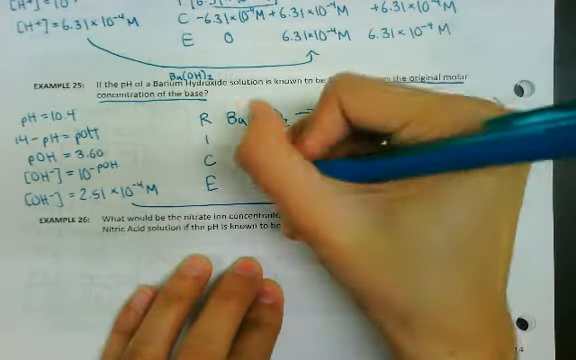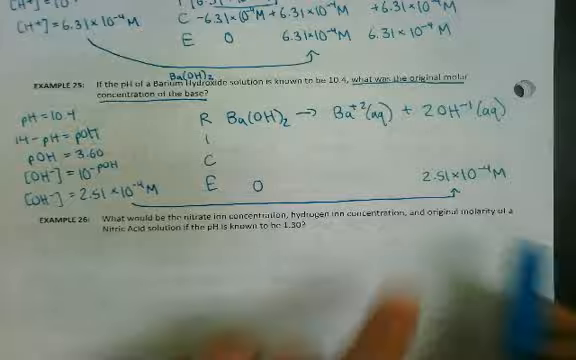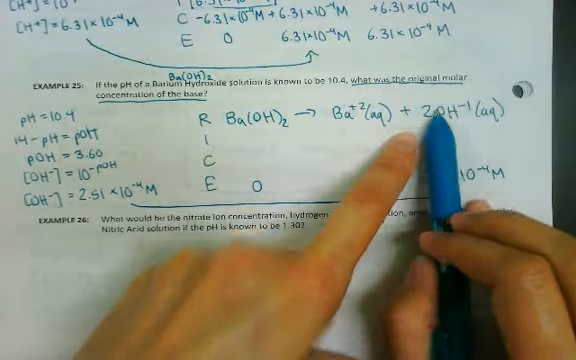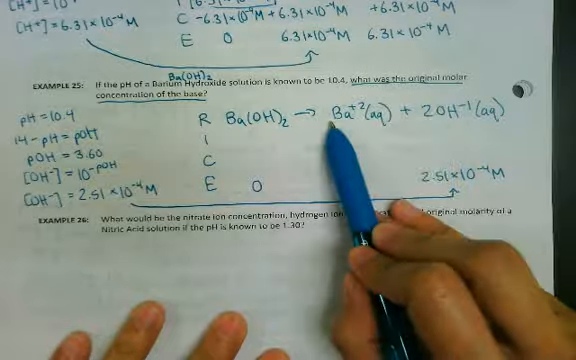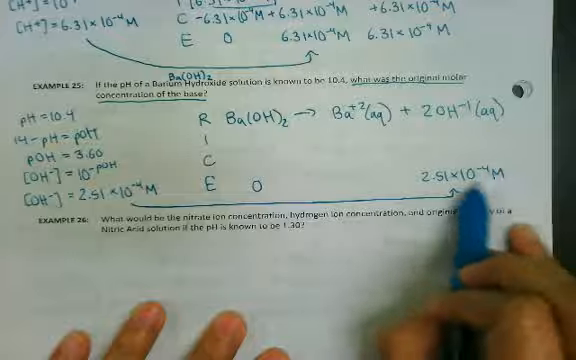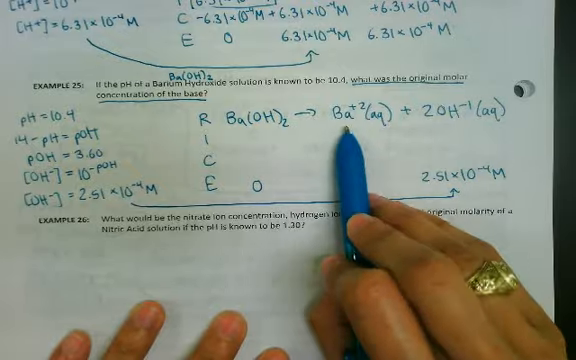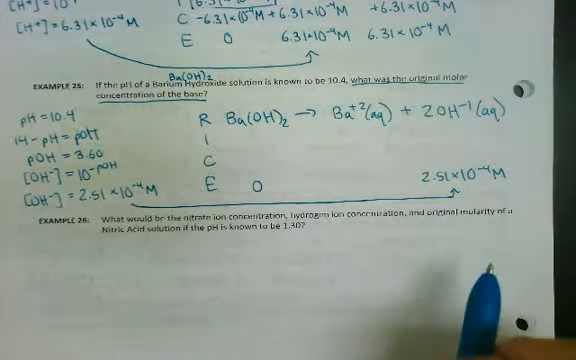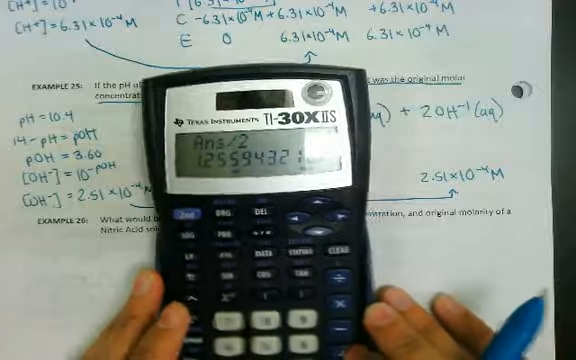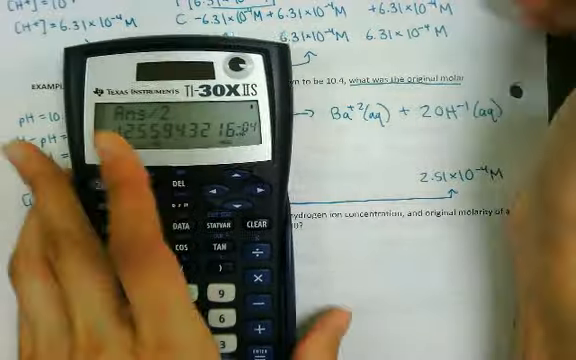So we know that the ending concentration of barium hydroxide is 0. But here, we have a 1-to-2 ratio barium to hydroxide, or you could say that we have a 2-to-1 ratio hydroxide to barium. So the concentration here is going to be double what we have for the concentration of barium. So we're going to have to do this value divided by 2, which, if you divide that by 2, you'll get 1.26 times 10 to the negative 4.